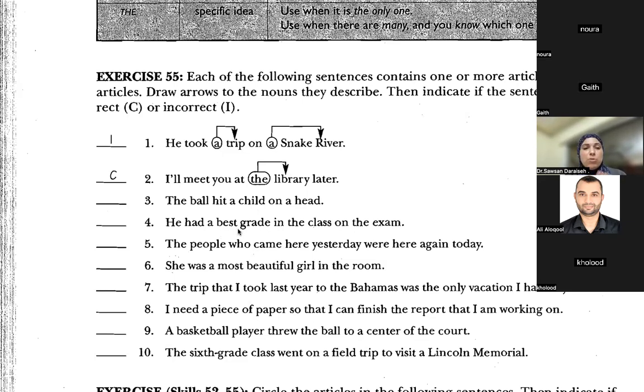Number 4, let's do number 4, Dr. Ghaith. He had the best grade in the class on the exam. It's incorrect. He had the best grade in the class on the exam. Good. So he had the best grade. That's it. Because I know that Dr. Asim will say, oh, based on superlative, that's why. I like that one. It works, by the way.